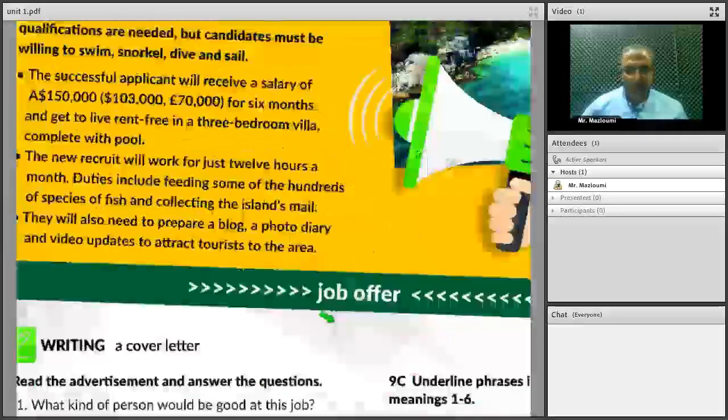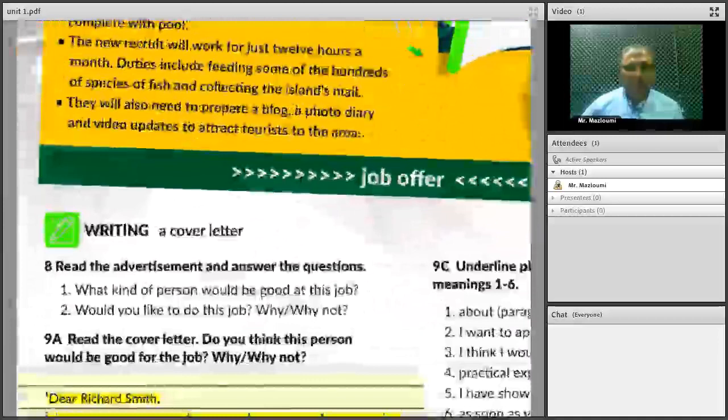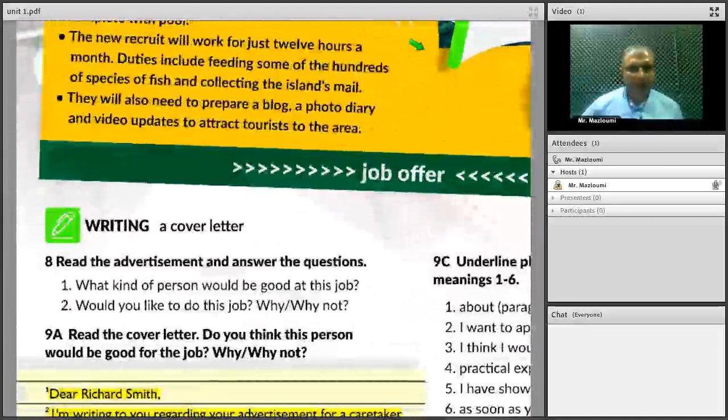Page 7. Job offer. Well, writing a cover letter. By the way, what is a cover letter? You know, when there is a vacancy, there is a job offer, and you'd like to apply for a job, you send a job application, and besides your documents, you just write a letter. It is called a cover letter. So, a letter that you send besides your documents.